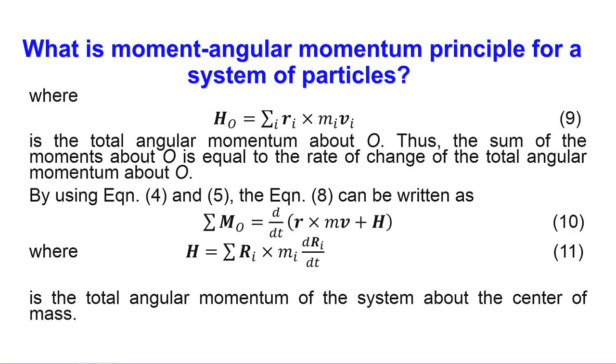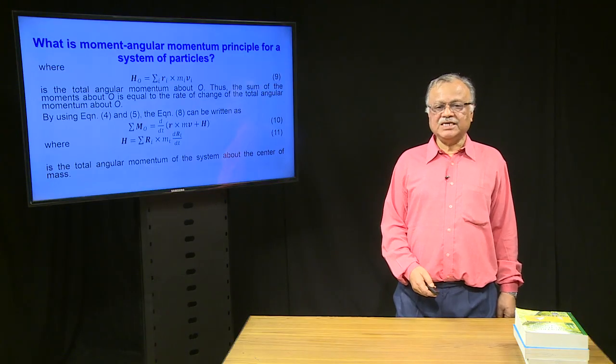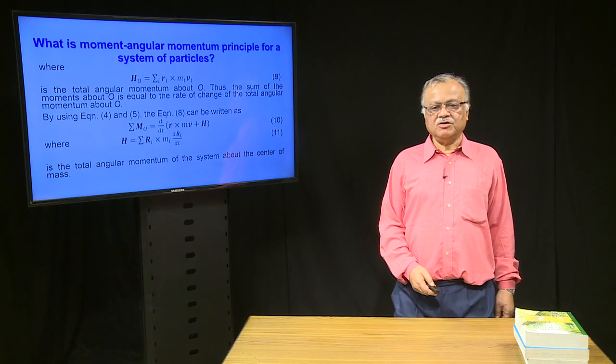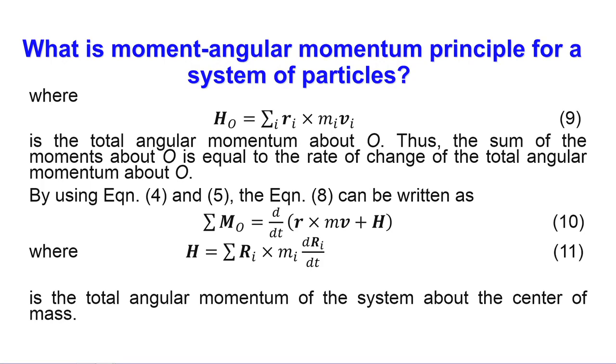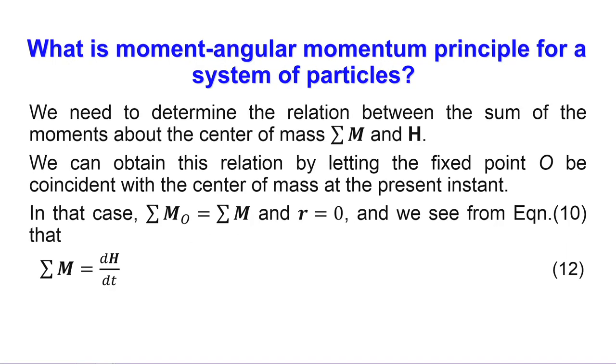This is actually of all the particles, where r_i is the position vector from the center of mass to the ith particle. Only the center of mass's momentum we can find from the first term, r cross m v. So two parts are there, but when this r equals 0, the center of mass and the original point, point O, coincide. So there we can write sigma M equals dH/dt.